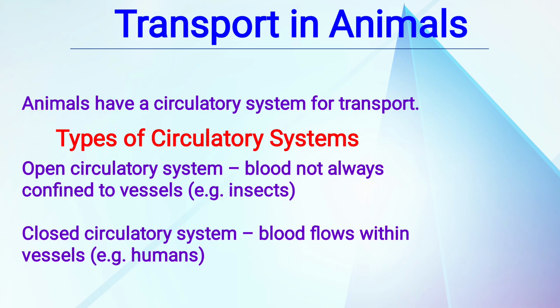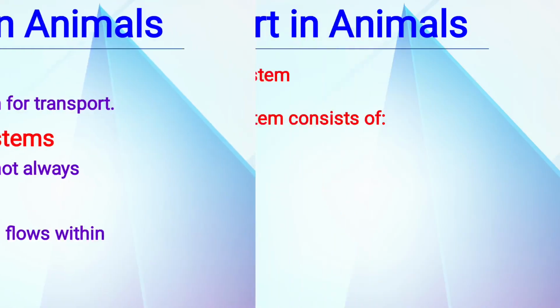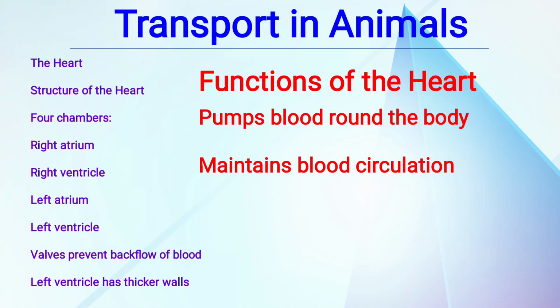Now let's see. The human circulatory system consists of the following components. Number one, we have the heart, which is the pump that pumps blood. Number two is blood, and then number three is blood vessels.